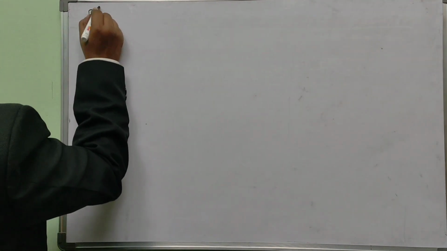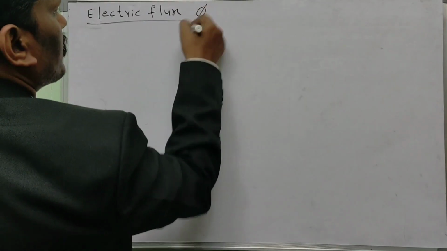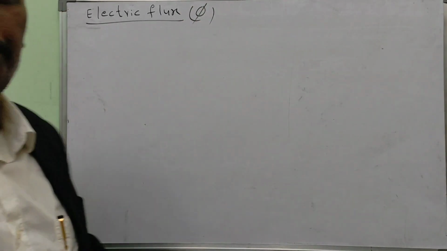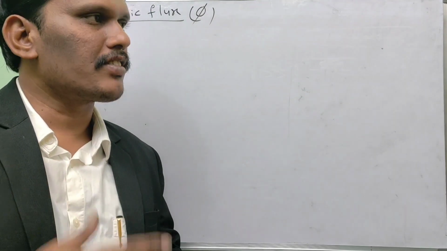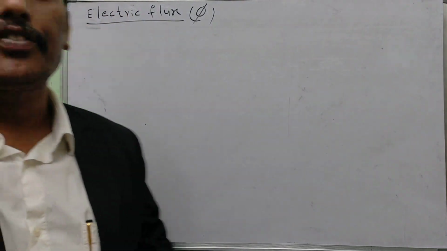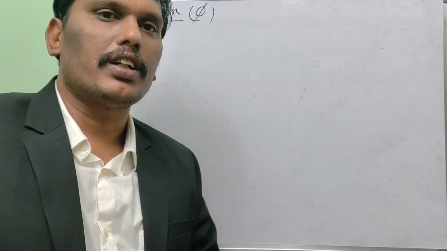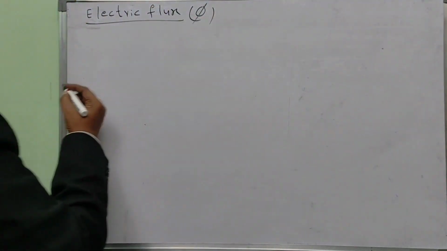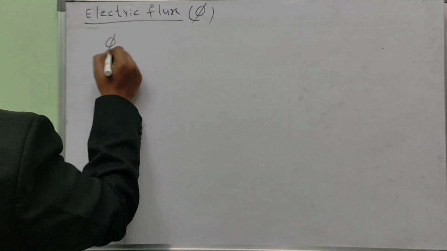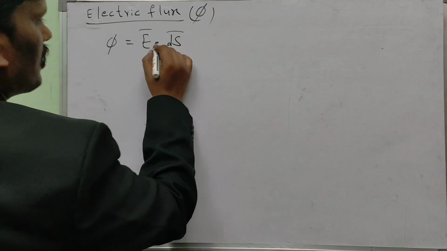My dear students, the electric flux concept is represented with the symbol phi. Electric flux means the number of field lines crossing a surface normally. Generally we call it electric flux. The electric flux formula for a small surface is E bar dot ds bar. It is a dot product, no?